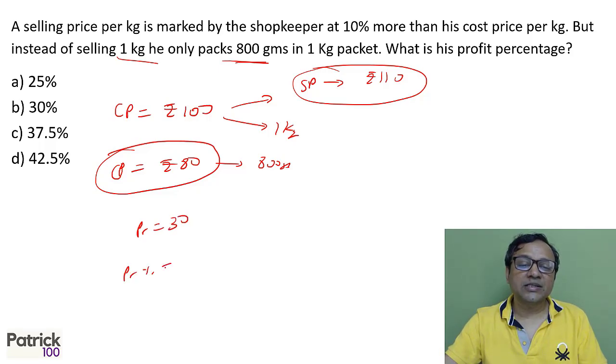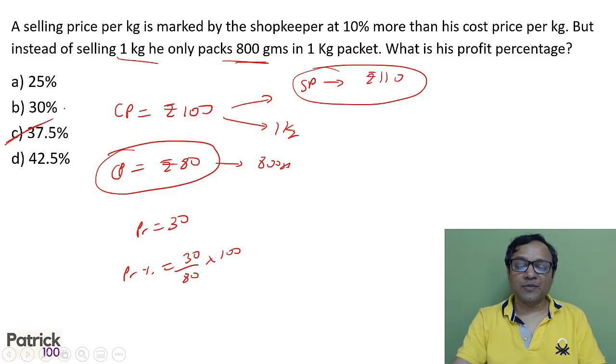So profit percent is 30 upon 80. You should know 1 upon 8 is 12.5. So 3 upon 8 will be 37.5%.